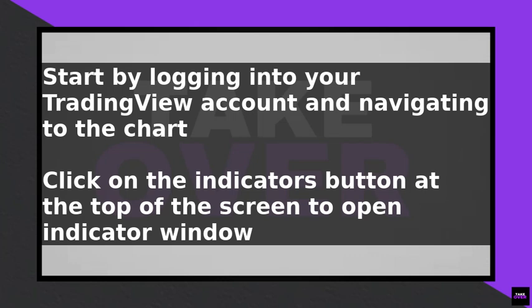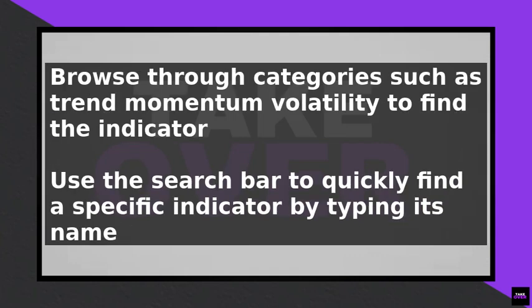You can browse through the different categories such as trend, momentum, volatility, and others to find the indicator you want to add. You can also use the search bar to quickly find a specific indicator by typing its name. Once you find the indicator you want to add, click on it and it will be added to your chart.